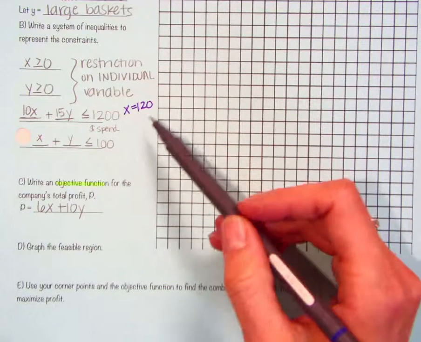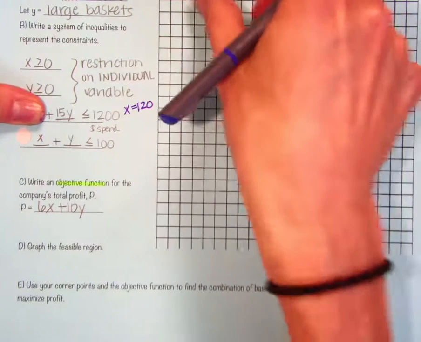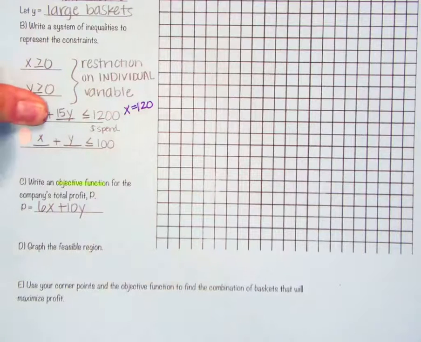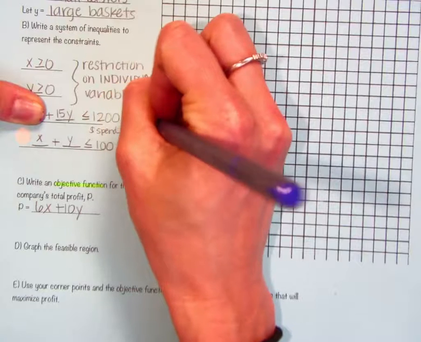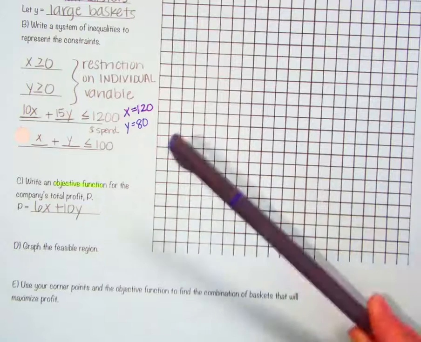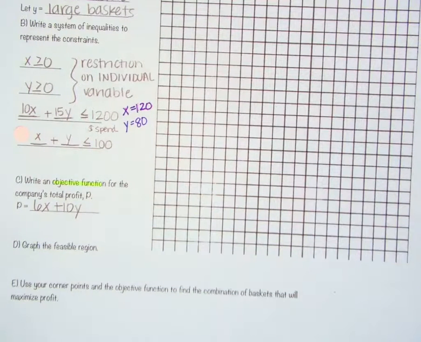Then I want to find what the y-intercept would be. At my y-intercept, the value of x is 0, so that term goes away. 1200 divided by 15 is 80. So eventually when I graph it, that's how I'm going to graph this line. I'm going to plot 120, I'm going to plot 80, and then I'll connect my points.